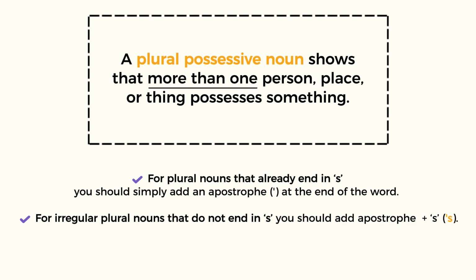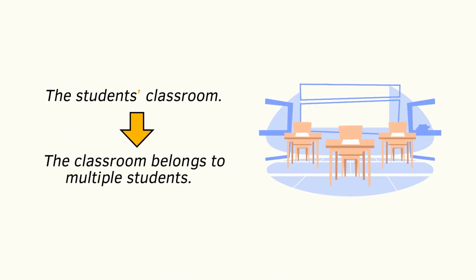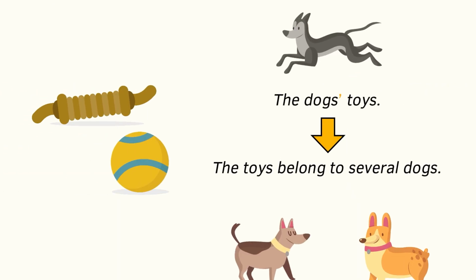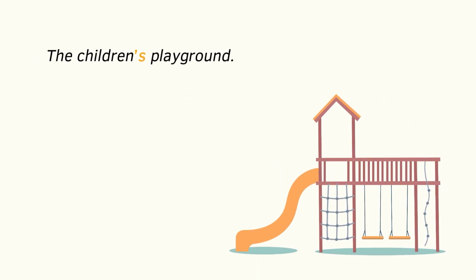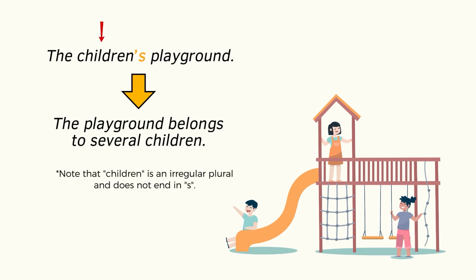Here are the examples. The students' classroom. The classroom belongs to multiple students. The dogs' toys. The toys belong to several dogs. The children's playground. The playground belongs to several children. Note that children is an irregular plural and does not end in s.